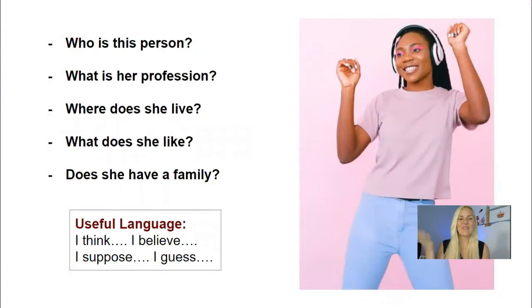So this is the second one. So who is this person? Well, I think her name is Alicia. And what's her profession? Maybe she's a dancer or she's a DJ. Why? So that's it. Very nice one. I've got this useful language there. I think, I believe, I suppose, I guess, because obviously we don't know who this person is. So yeah, they just have to try to speculate.